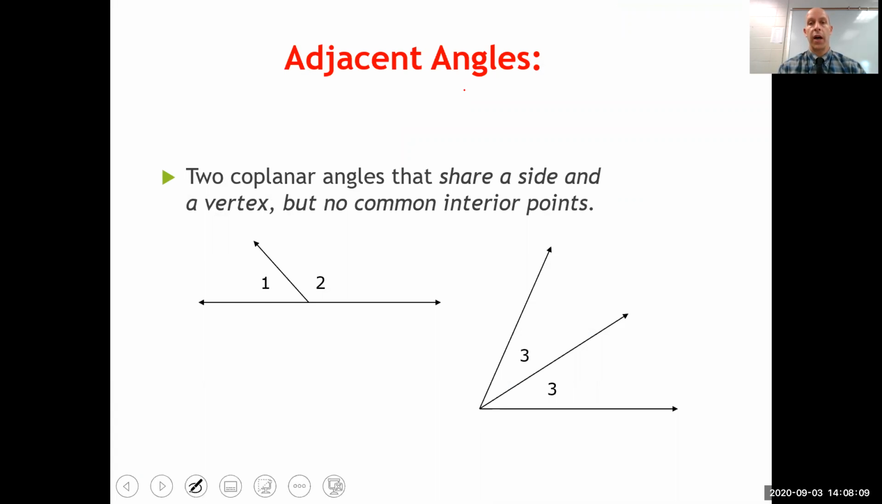Now, a quick review of some of the vocabulary from the past. We have here adjacent angles. We notice here that angle 1 and angle 2 are adjacent angles. Oops, and I put angle 3 and angle 3. That should be angle 2 and angle 3. Let's just change that. Let's call it angle 3 and angle 4. So angle 3 and angle 4 are also adjacent. And if you don't remember the definition of adjacent angles, it's right above here: two coplanar angles that share a side and a vertex but no common interior points.